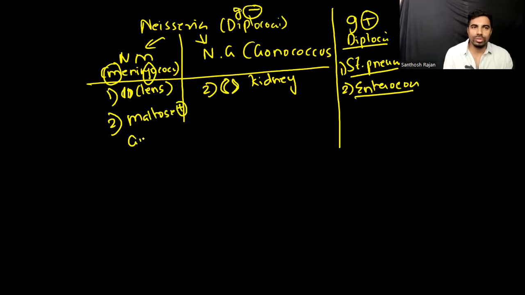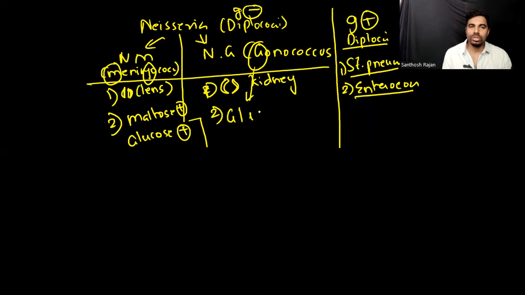But this question has come many times in our time, but I don't know now how frequently they're going to ask, but you can expect, you never know. Everything is changing these days. In gonococcus, there is only G, so it will be glucose positive, just glucose positive. That's it. Okay, so this is important. This one you have to remember.